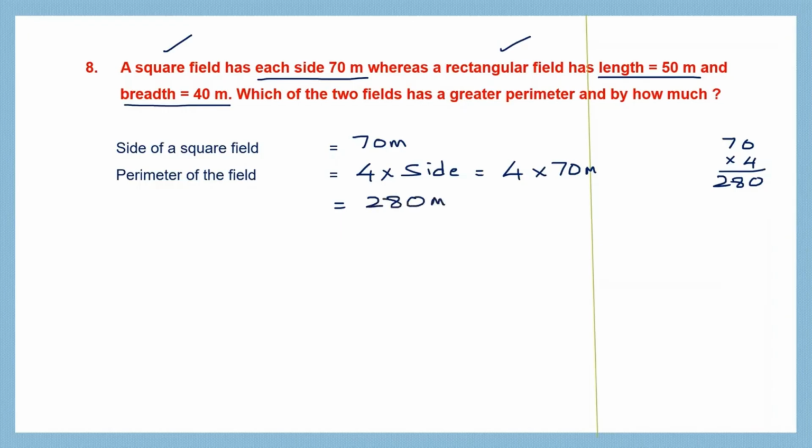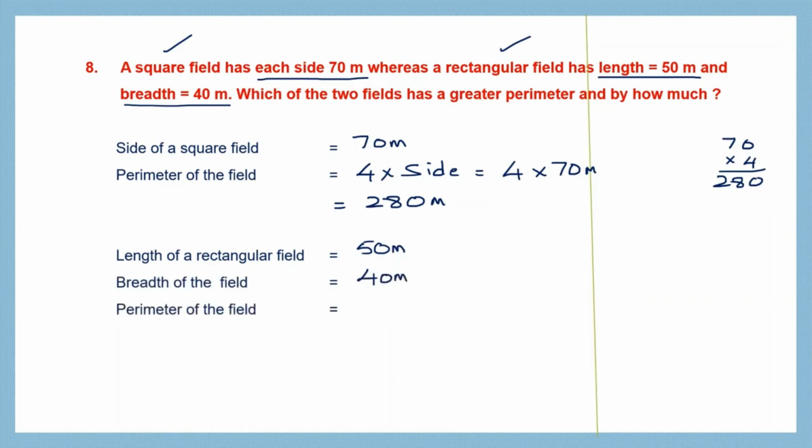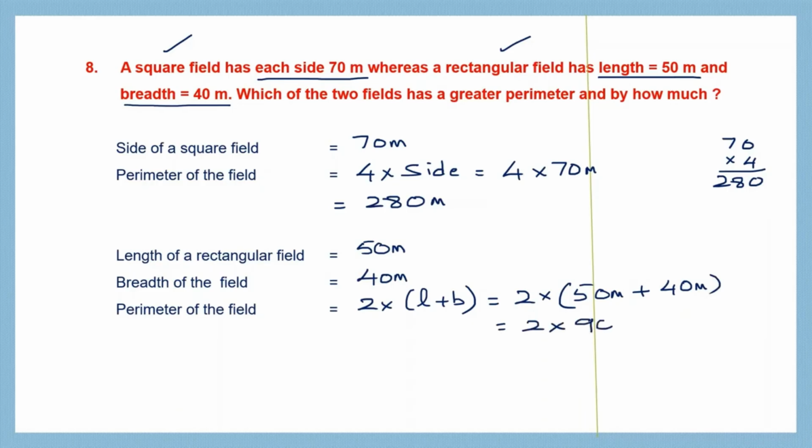Now we have to find the perimeter of the rectangular field. So length of the field is given to us as 50 meters. Then the breadth of the field is given to us as 40 meters. We must find the perimeter of the field, which is 2 into length plus breadth. So this is equal to 2 into length is 50 meters and breadth is 40 meters. So that will be 2 into 50 plus 40, which is 90 meters. 2 into 90, 9 twos are 18, so 180 meters.